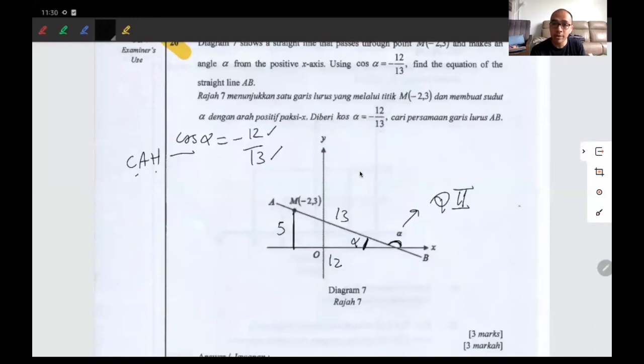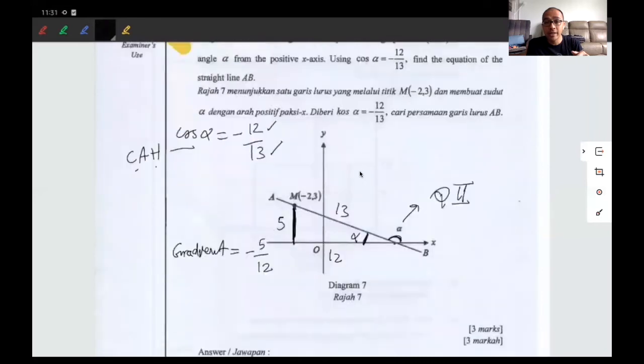And do you know why this is important? This is important because this helps me to find the gradient. Okay, the gradient is negative y over x. Okay, negative 5 over 12. Okay, y2 minus y1 and then x2 minus x1 now over here. Okay, I'll get the difference of here is 5 and then the difference of here is 12. Okay, negative because it goes towards the left. It's a very important piece of information.